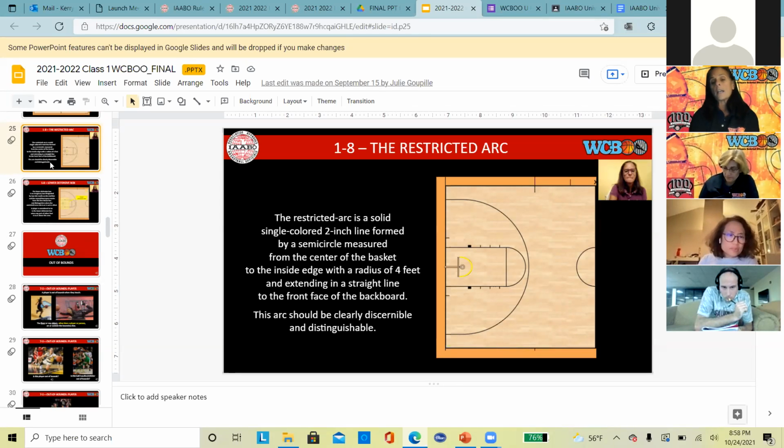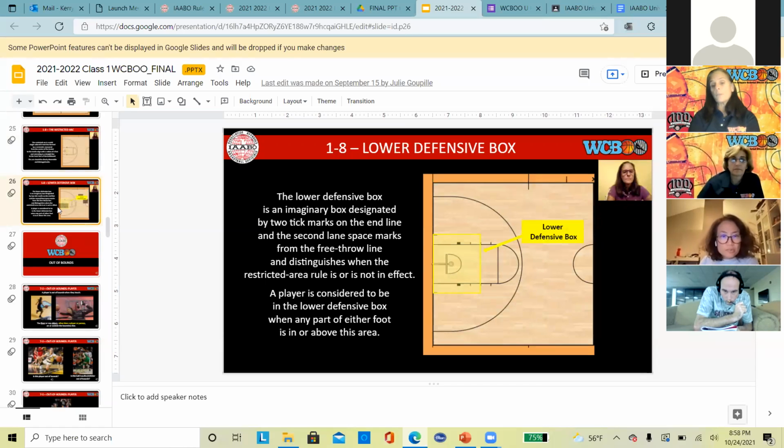Now the restricted arc area. This is a restricted arc. It's in the middle, the back end of the lane. And it's 4 feet wide from the backboard to 4 feet out. And we have a whole rule that we will talk about in length when we get to that area, about the restricted area and all the fun stuff about that. It used to be 3 feet. Now it's 4 feet so that it coincides with the men's as well.